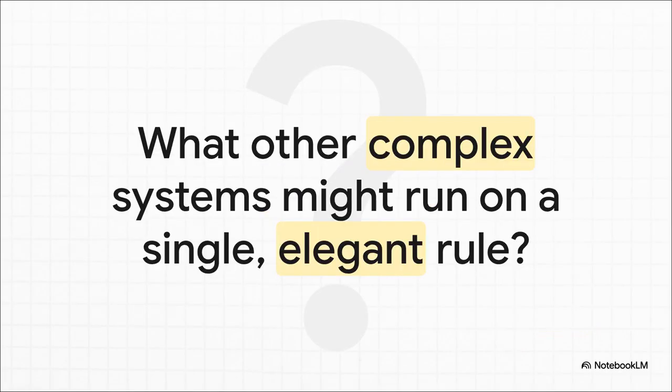And that leaves us with a final thought to chew on. We've seen how something as massive as global navigation is built on the simple rule of always explore the closest next step. So what other complex systems in your life, maybe things like social networks or even biology, might also be running on a single, elegant rule hiding just beneath the surface?